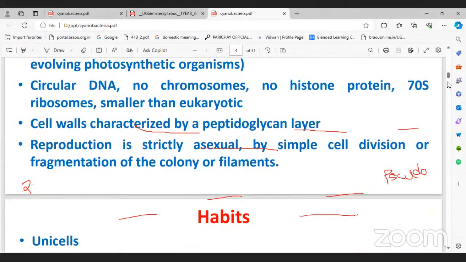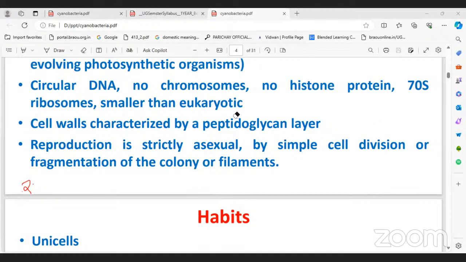It is given clearly in this slide. Habit or thallus organization, again given clearly here. Just see.